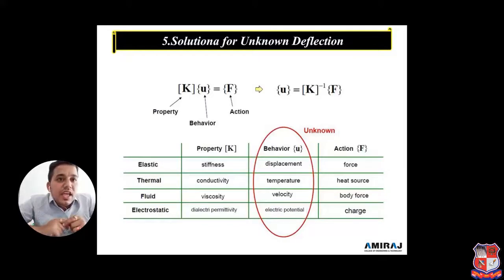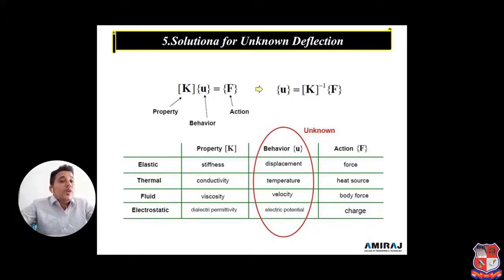As we learned, Ku is equal to F, if we want to find the deflection at each and every place. It is different as per the application: if it is an electric application, then stiffness is considered as displacement and force; for thermal, temperature and heat source; for fluid, velocity and body force; and for electronics, electric potential, and this is the change. Basically we have to know elastic, thermal and fluid. Elastic is considered for static structure analysis, thermal for heat transfer analysis, and fluid for CFD, computational fluid dynamics analysis.